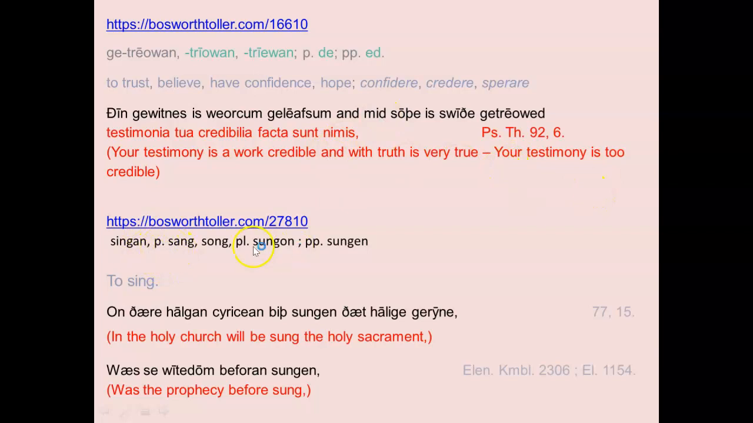Singan. So look at this one. Singan, past participle form is sungen, to sing. Now, on thara halchan chirachen bith sungen, that halia yorune. Now you're wondering, well, hang on, the past participle form is sungen. Didn't you say it should go to the end? How come you're saying something that's a bit different there? Why wasn't it at the end?